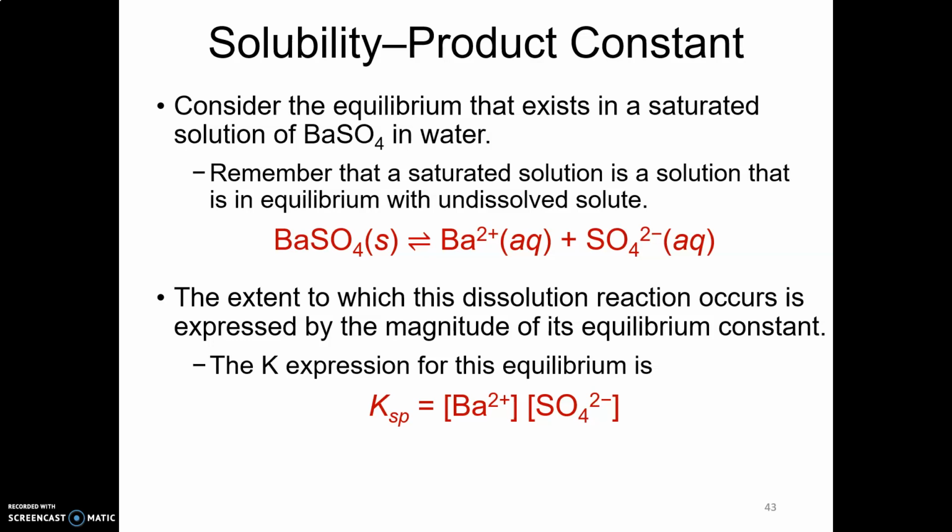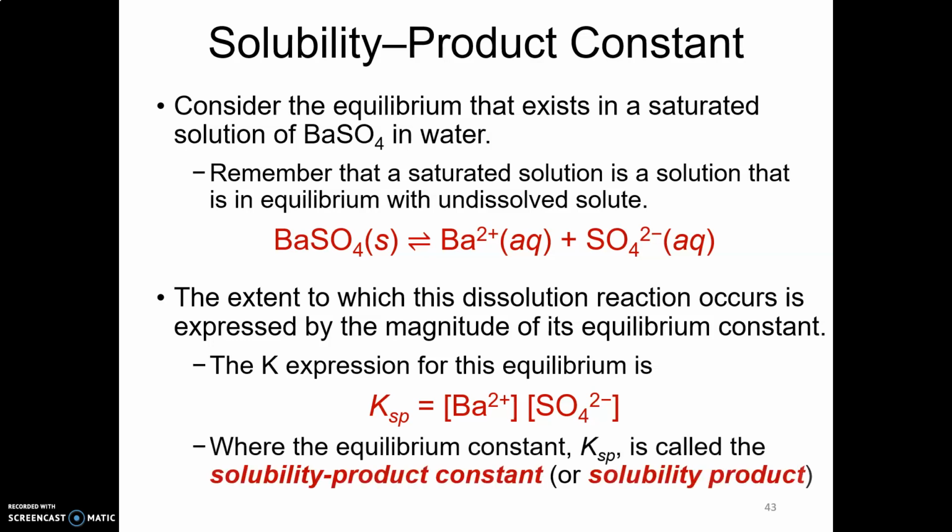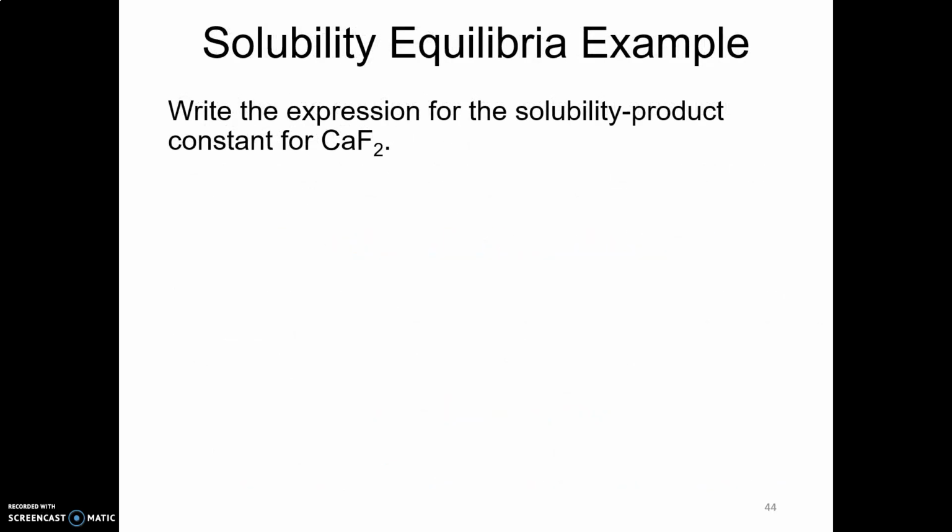So the SP, again, represents the type of K that we are studying here. KSP, the solubility product constant, is the K that we're talking about now, and this is the last K that we're going to talk about. If you're tired of hearing about capital Ks, we are finally going to move away. So let's write some expressions.